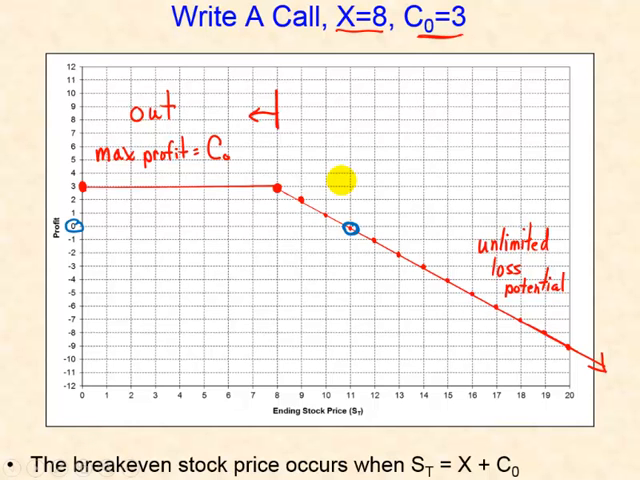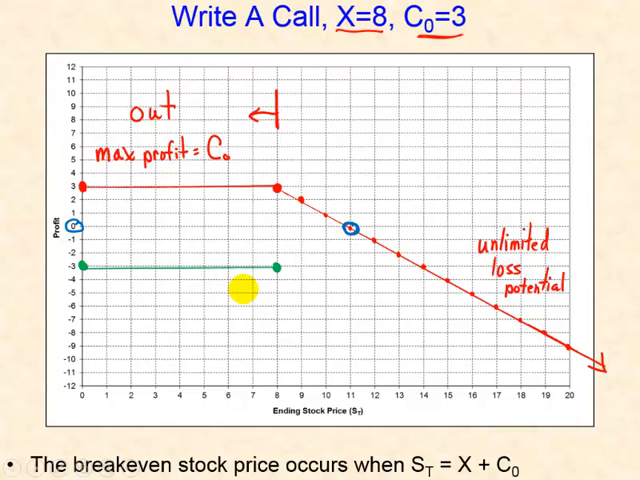It might be instructive at this point to plot on the same chart the profit from buying the call, which we did earlier. Let's go ahead and put that profit down here. We said if the stock price is 0, we're going to lose our $3 premium we pay, and that's going to be true for any stock price less than 8, which is the exercise price.